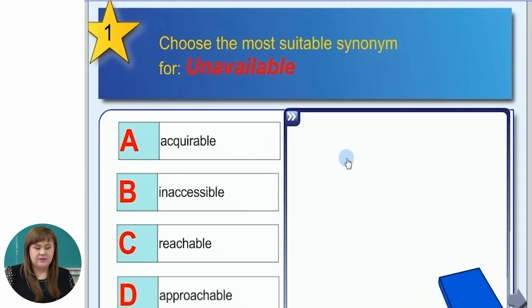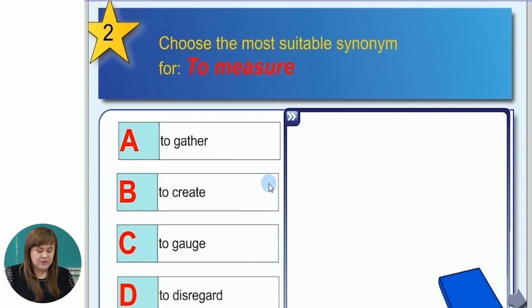Choose the most suitable synonym for unavailable. The adjective unavailable refers to A, acquirable, B, inaccessible, C, reachable, D, approachable. And the correct answer is B, inaccessible. Choose the most suitable synonym for to measure. The verb to measure refers to A, to gather, B, to create, C, to gauge, D, to disregard. The correct answer is C, to gauge.